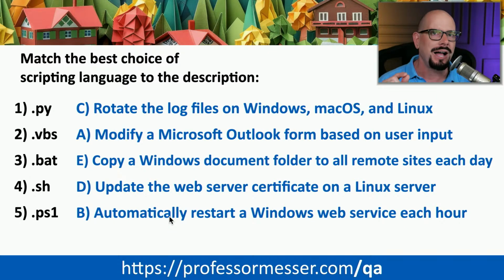There are better options from our list that would fit much better, and that's why we chose the ones we did here. So you can absolutely make an argument to me that says, I would have used a different scripting language to do that function. And you probably could have. Probably would have worked fine, but that wasn't the question. The question was match the best choice of scripting language to the description.